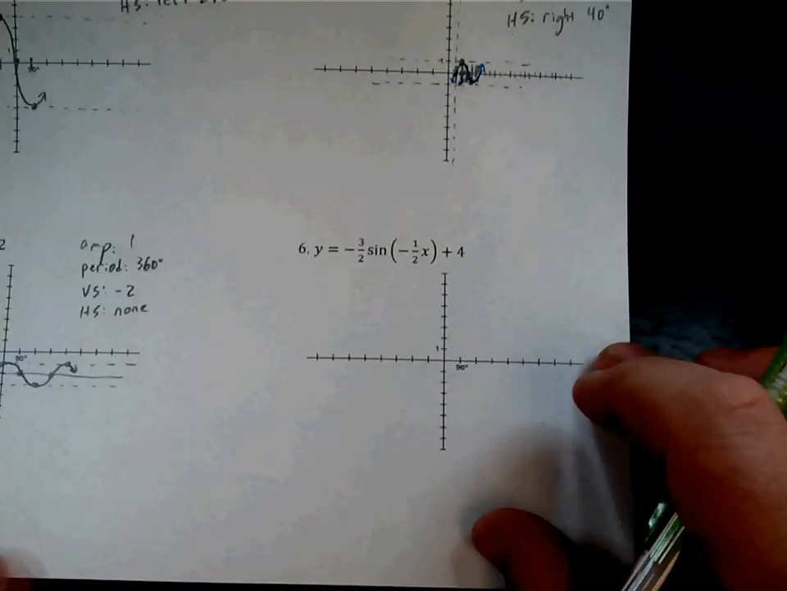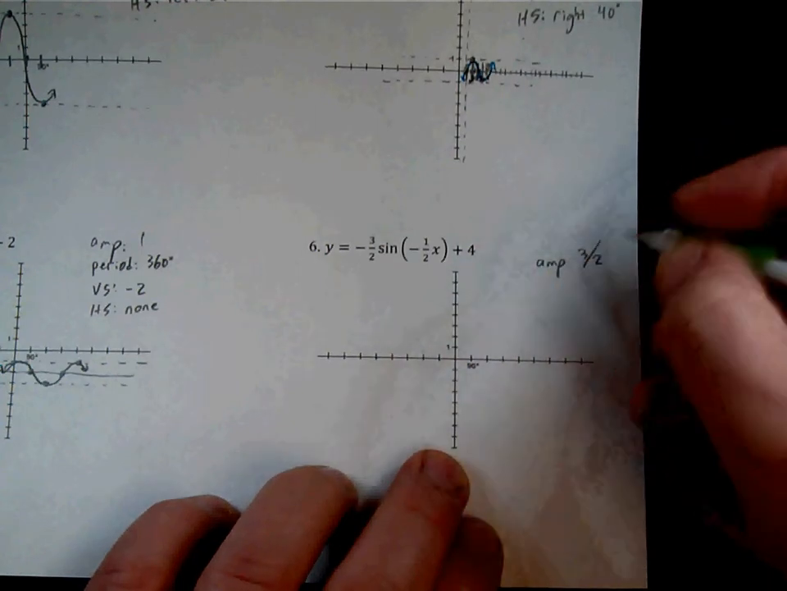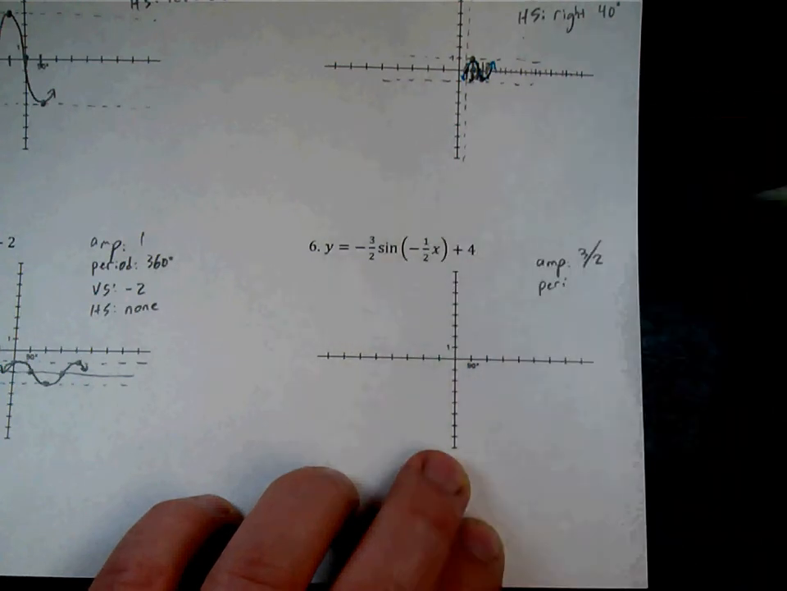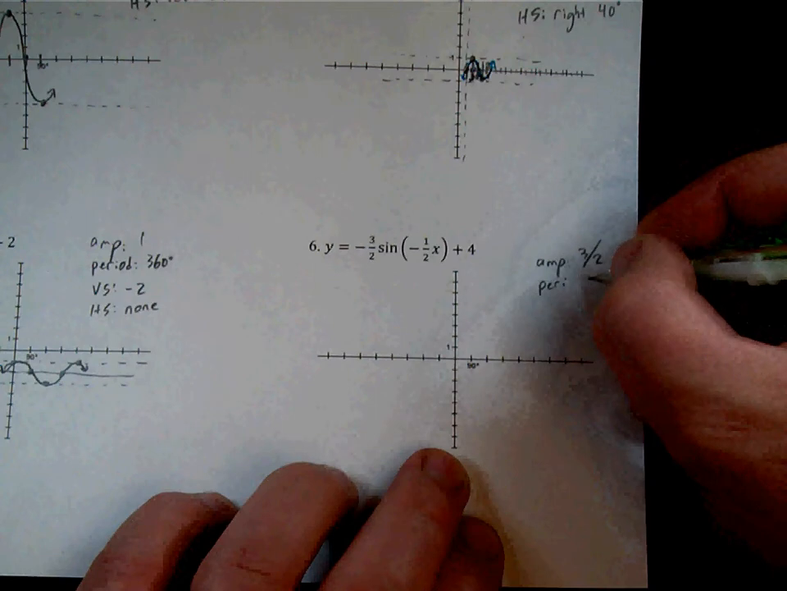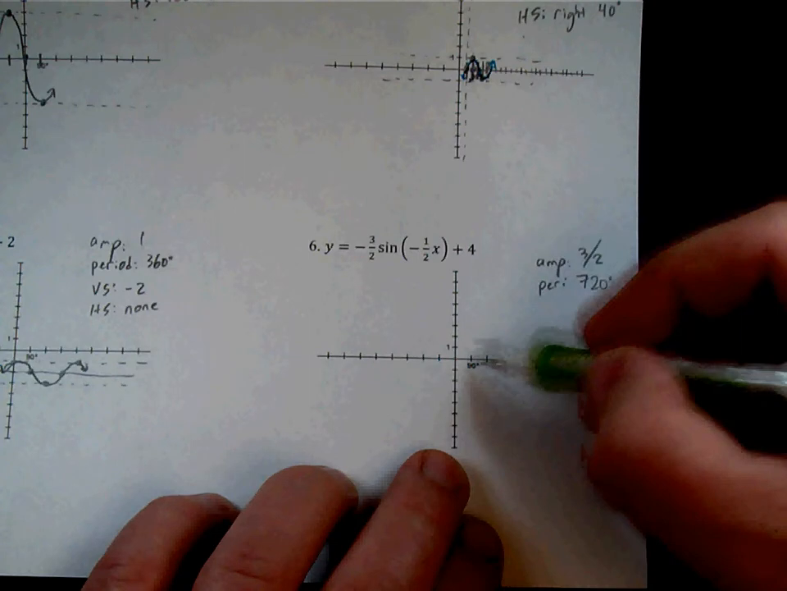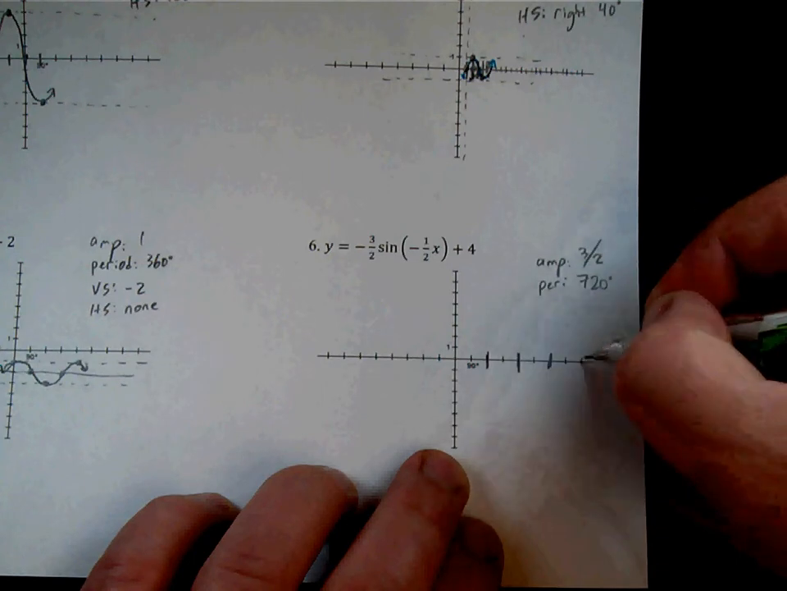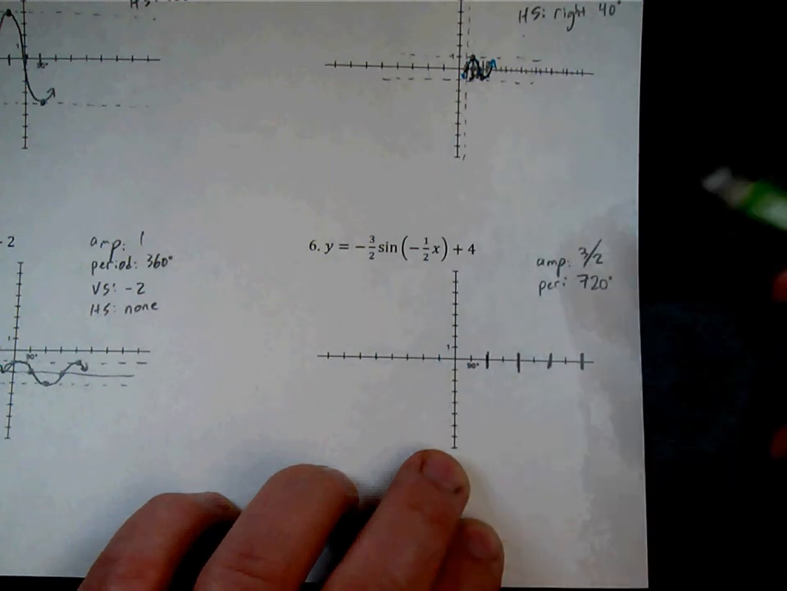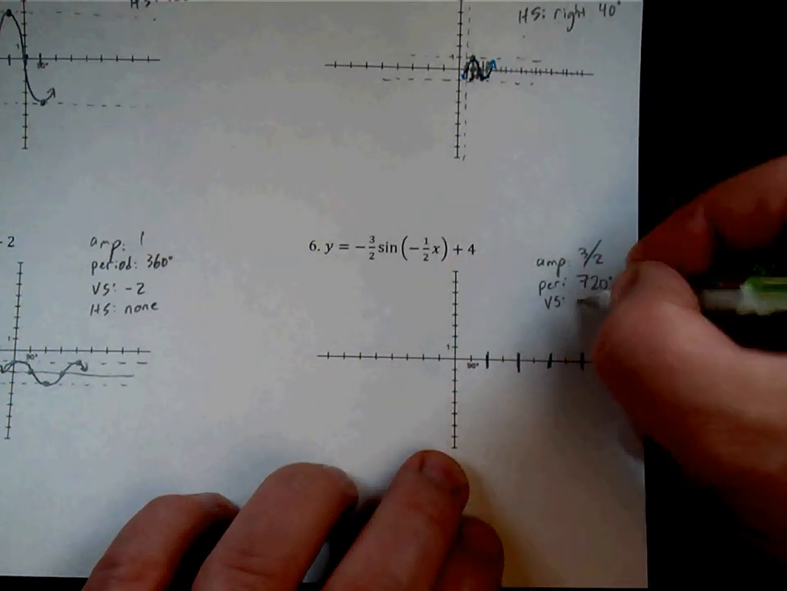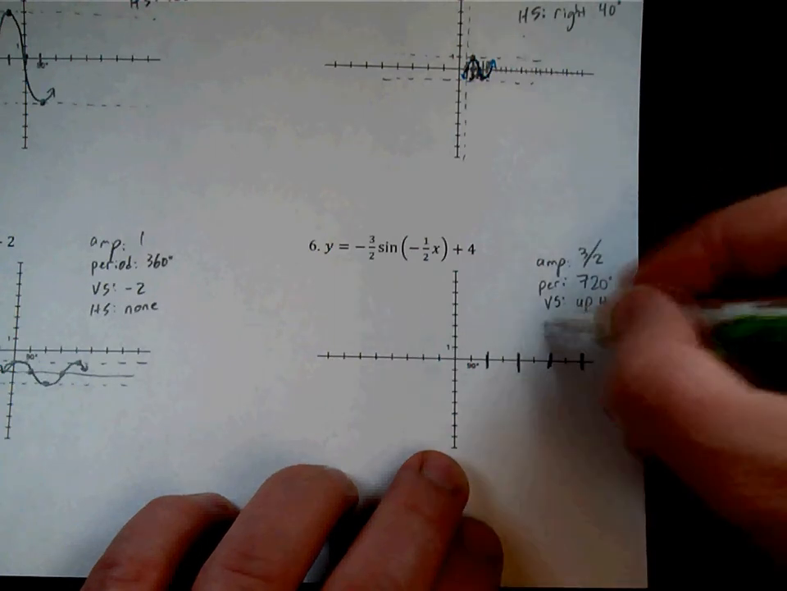Then number 6. Our amplitude is 3/2. Period: 360 divided by negative 1/2, that's the same as 360 times 1/2, so that's 720. So 720 divided by 4 is 180, so I'm going to be going by 180s. I'm not going to use every 90 degrees. Okay, let's go to shifts. Vertical shift, we're going up 4. Because I didn't stay very consistent, I wrote up this time. Horizontal shift, there was none.